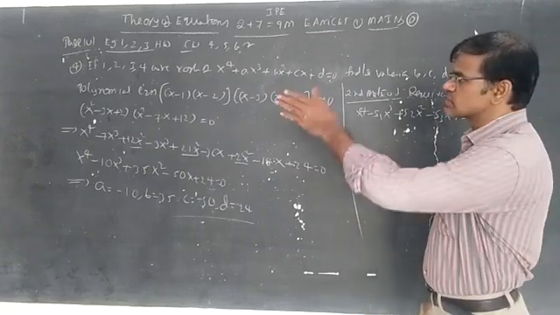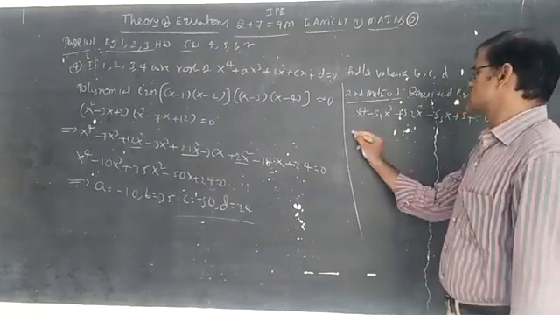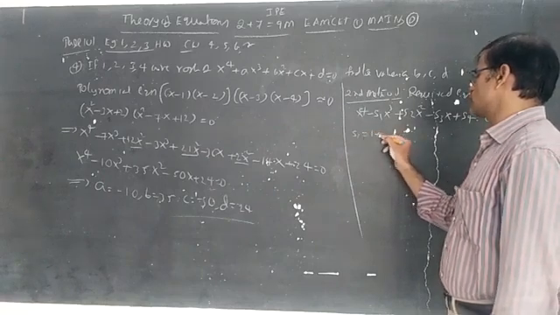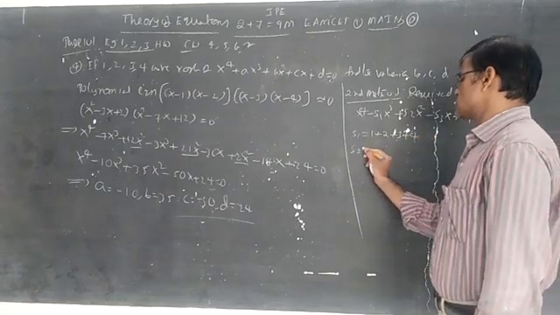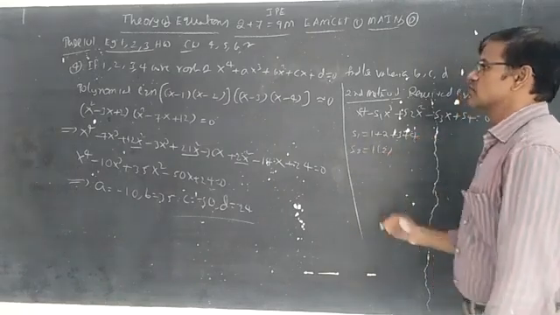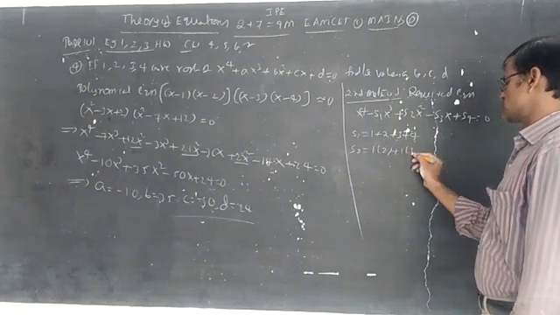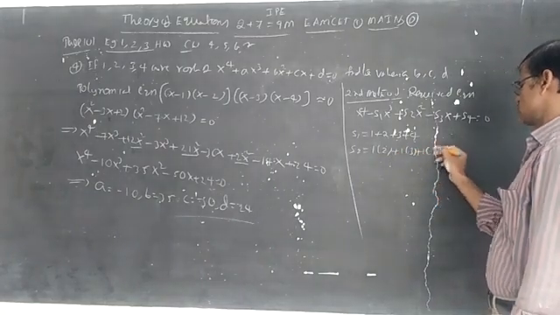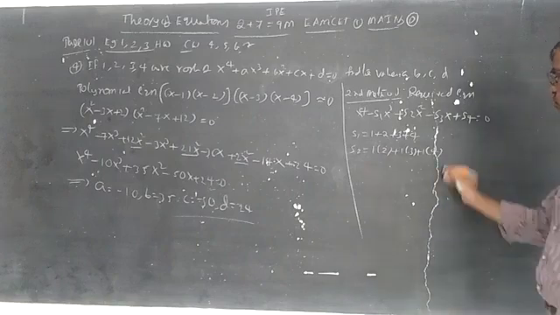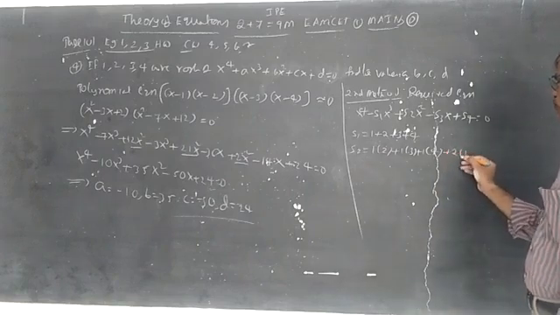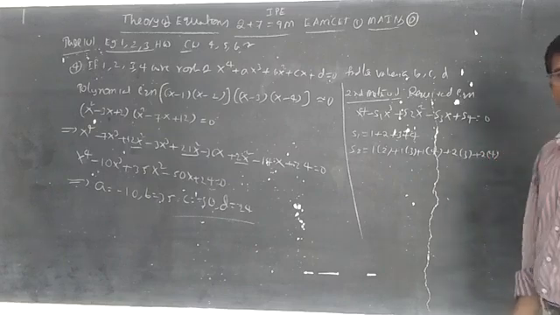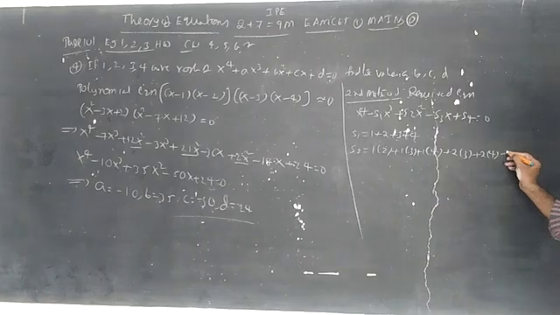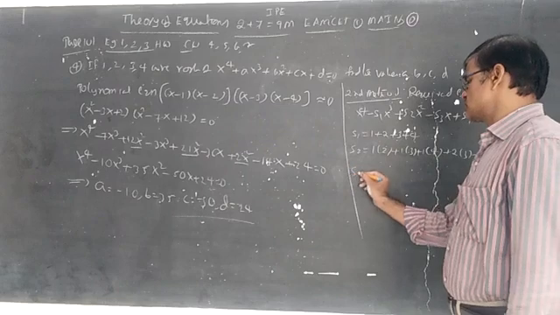So S1 means sum of all roots. S1 is equal to sum of all roots 1 plus 2 plus 3 plus 4. S2 means 1 into 2, like this: 1 into 2 plus 1 into 3 plus 1 into 4 plus 2 into 3 plus 2 into 4 plus 3 into 4. Total 6 terms. Next S3.